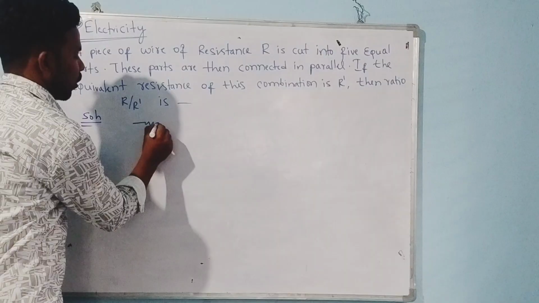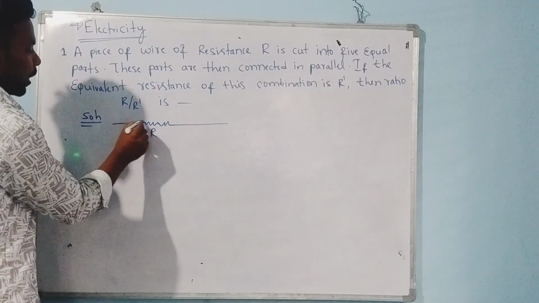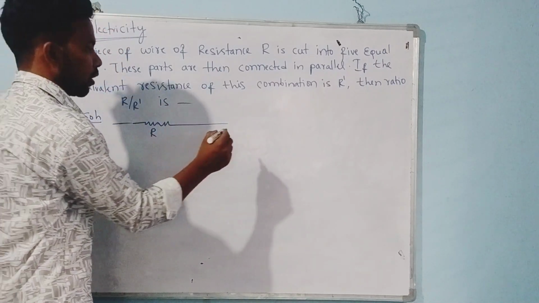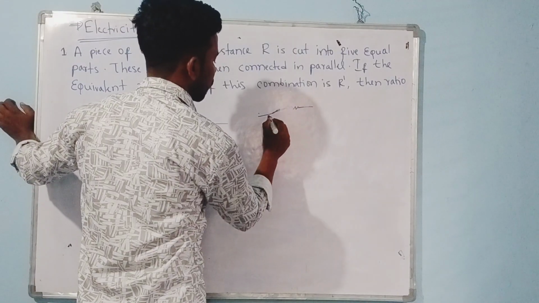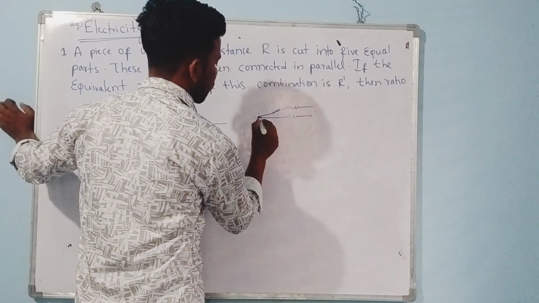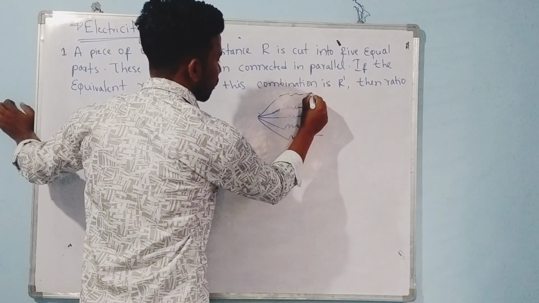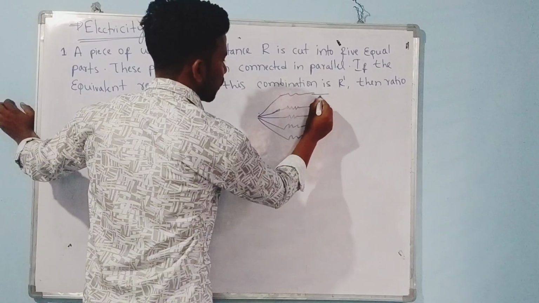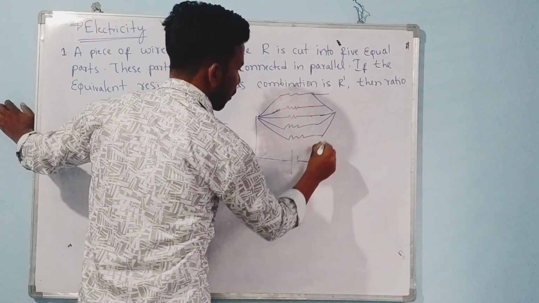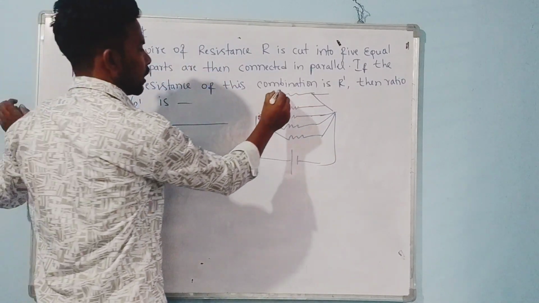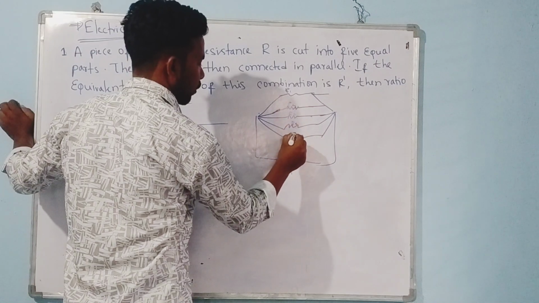Let us take this resistance. First one resistance. Let us take this resistance is R. This wire only I will cut into 5 equal parts. These all are connected in parallel. This is R1, R2, R3, R4, R5.